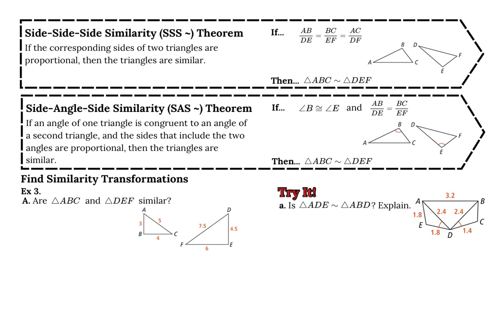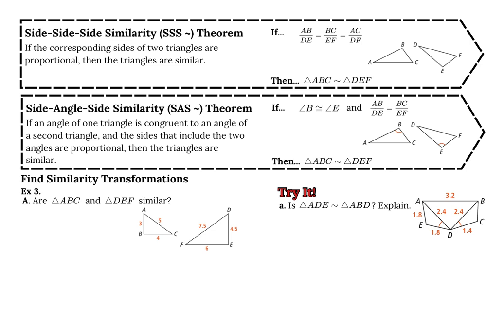Okay, next we're going to look at side-side-side similarity theorem. All right, so side-side-side similarity theorem tells us that if the corresponding sides of two triangles are proportional, then the triangles are similar. So if we know that we have all three sets of corresponding sides, then we know that our two triangles are similar to each other.